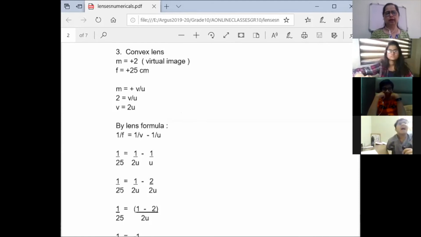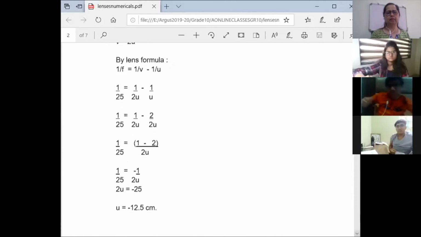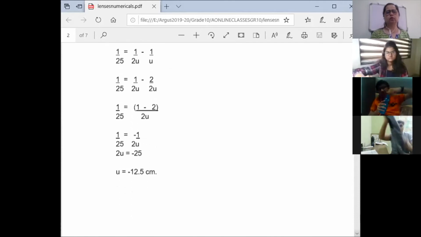So then 1 upon 25 equal to 1 upon 2u minus 2 upon 2u. Okay. And then after that, you just solve it. You take the LCM. Okay. And you will get u equal to minus 12.5 centimeter.